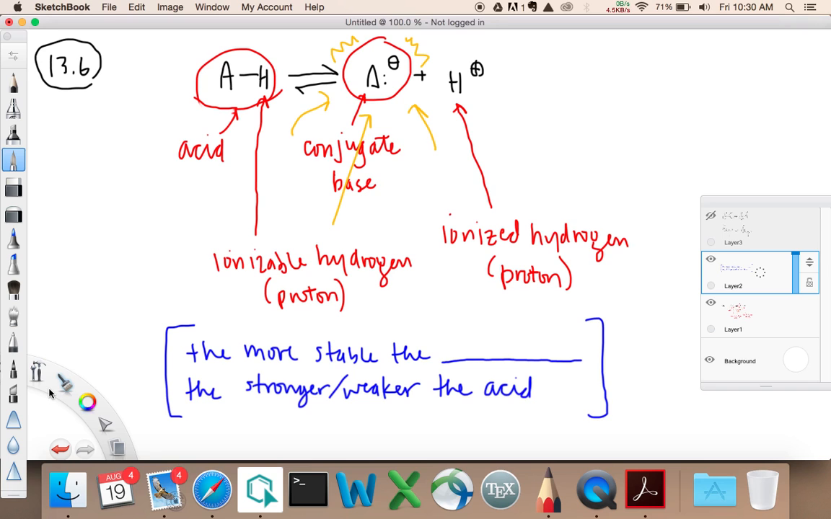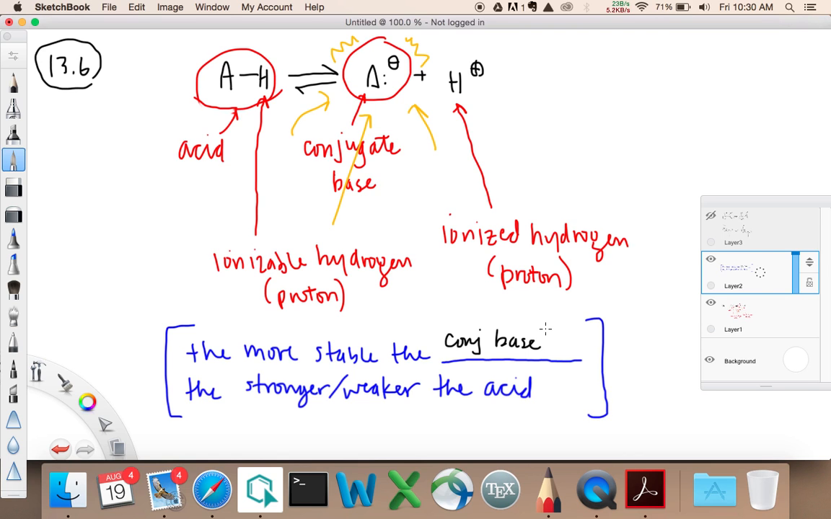Okay, I'm going to assume that you obeyed me and that you paused the video because you are a team player. So the more stable the conjugate base. Now, if you didn't pause the video the first time, pause it now and circle stronger or weaker. The more stable the conjugate base, the stronger or weaker the acid.